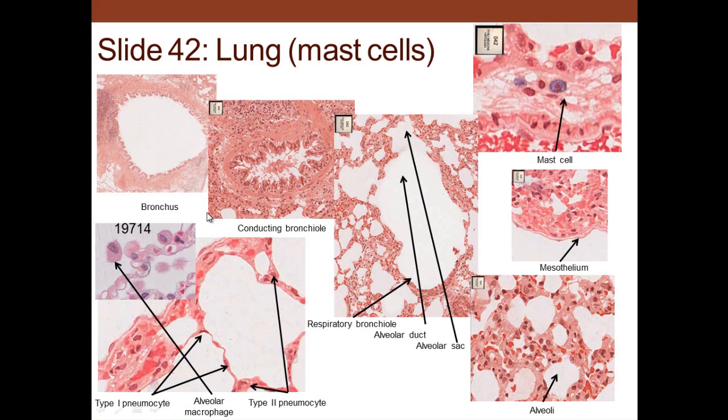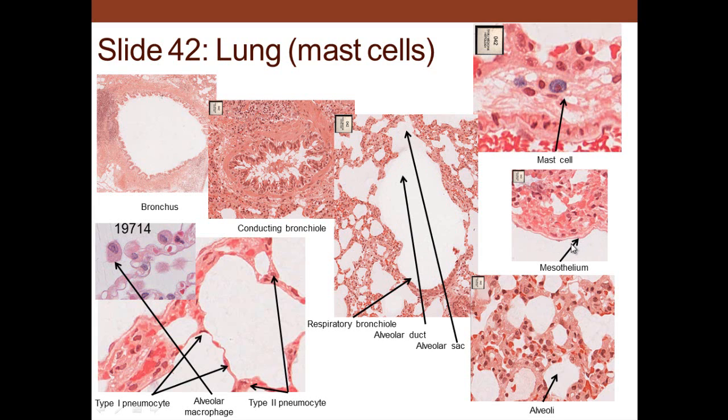So if we look at this slide, we can see some mast cells right in through there again, 42. But this is a bronchus. You can see the cartilage plates that will be there, conducting bronchiole, respiratory bronchiole, and the alveolar duct, alveolar sac.